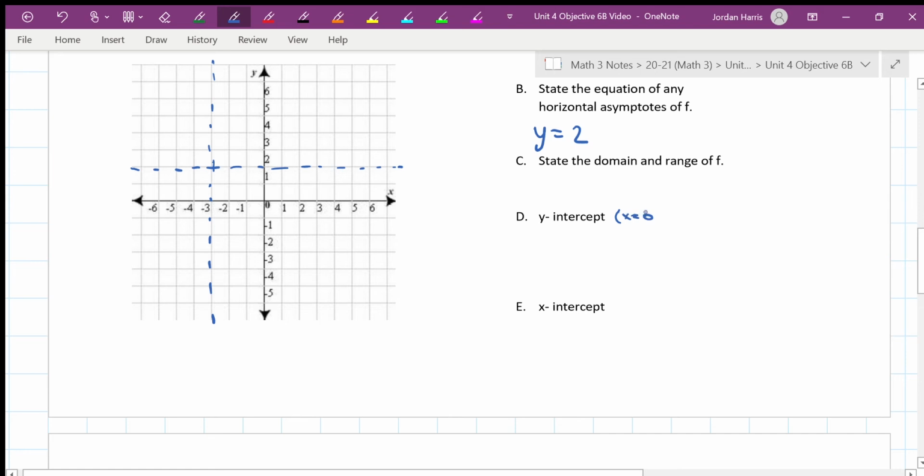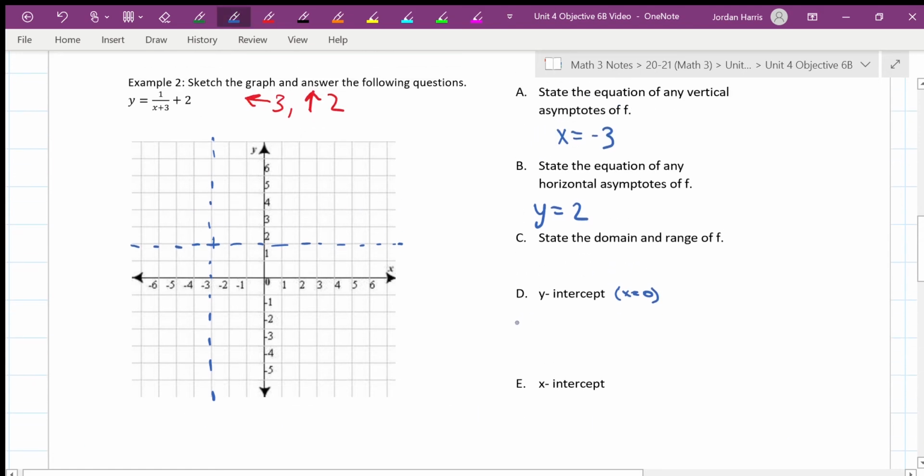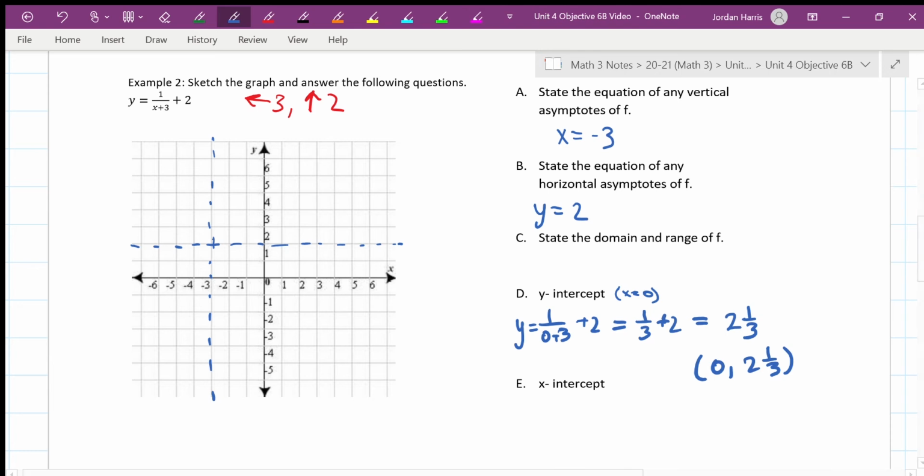So this is x equals 0 for the y-intercept, so I go to that. So I get y equals 1 over 0 plus 3, plus 2. Okay, so it's 1/3 plus 2. A lot of people get stuck. You don't even have to make common denominators here. This is 2 and 1/3. That is the answer. Common denominators, when you're subtracting, are helpful, but for addition, you really don't need it. So let's go 2 and then a little bit more, and there we have it. That's my y-intercept graphed. Okay, x-intercept.